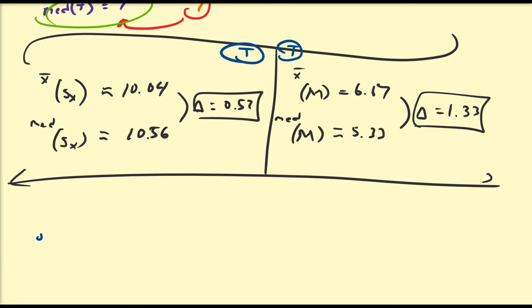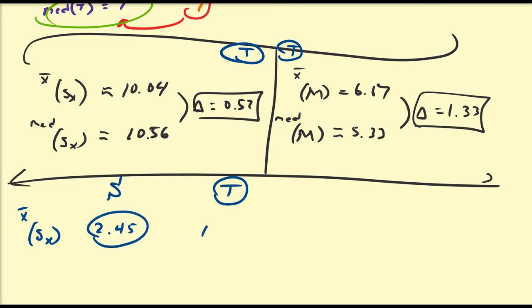So let's look at our standard deviation based on the mean, right? If we look at the set S, we obtain a standard deviation of 2.45. And for set T, we obtained a standard deviation of 10.04. And we obtained a difference of 7.59.